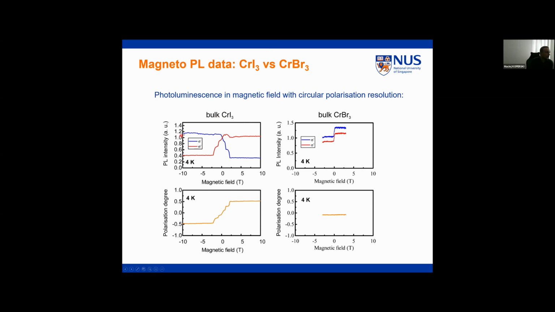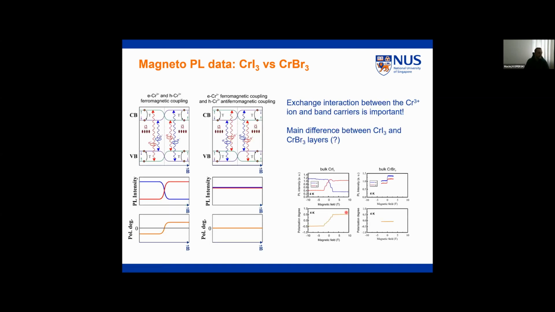So chromium iodide displays a very large degree of circular polarization that you can flip by changing the orientation of the magnetic field. And the chromium bromide displays a little bit of polarization degree, of the order of maybe 10%, but it is completely independent of the application of an external magnetic field. A simple way to think about that is that, unlike Kerr rotation, you don't just probe magnetization by photoluminescence, but what is important here is how electrons and holes are coupled to the magnetization.